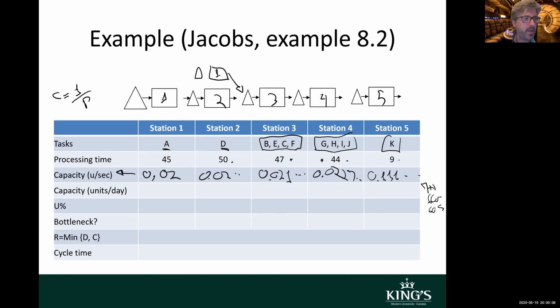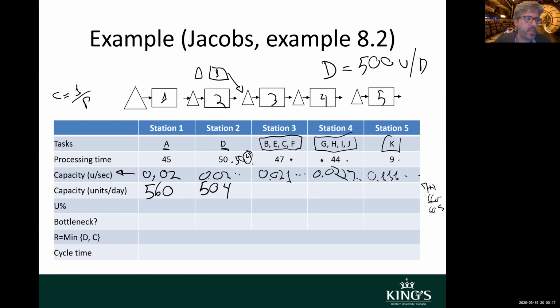So what is the capacity in terms of units per day? This guy, if I multiply this by 7 hours, by 60 minutes, by 60 seconds, I get 560 units per day. Remember, my demand is 500 units per day, right? So what do I get for station 2? This is 504. So pretty close to the demand. We know that already because there's not much idle time left. Remember those 50.4 seconds? There's only 0.4 seconds left for this guy.